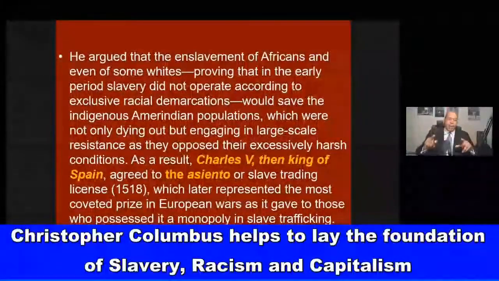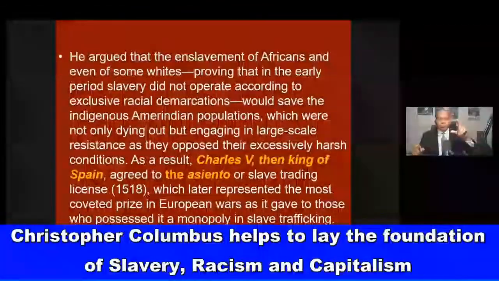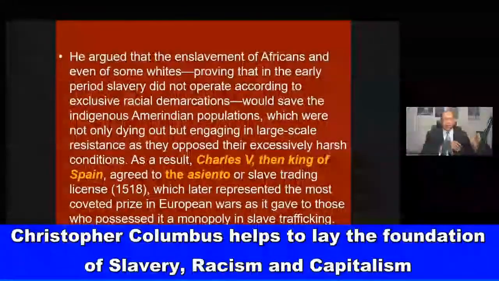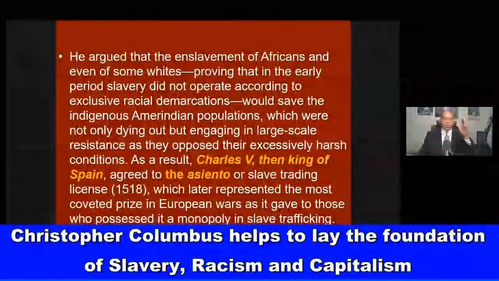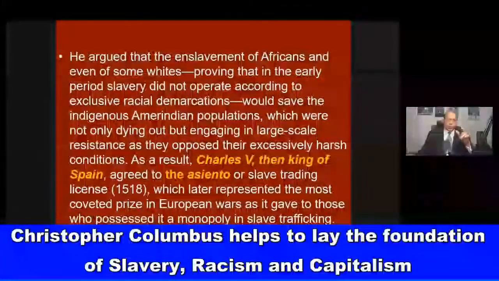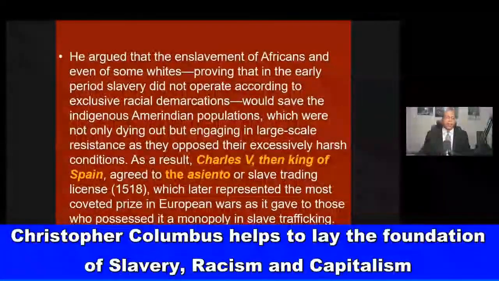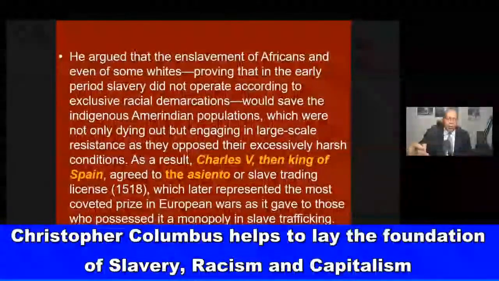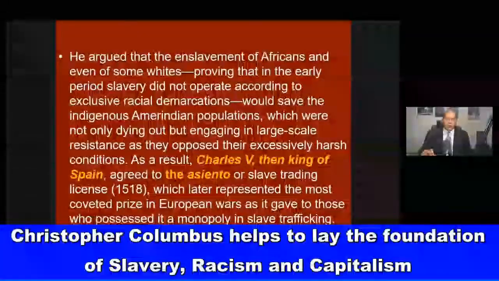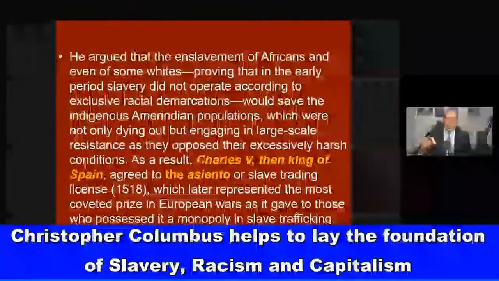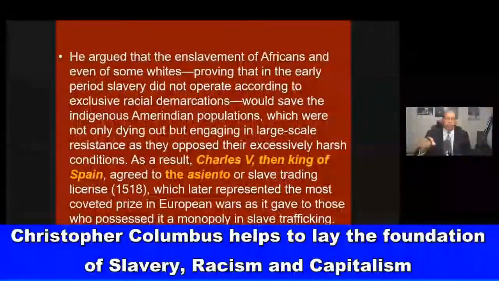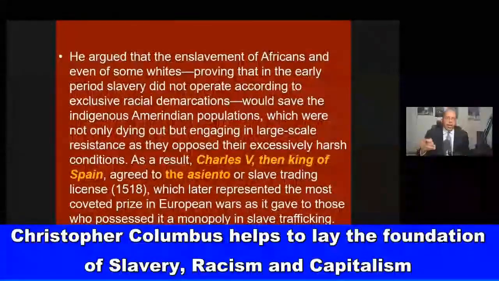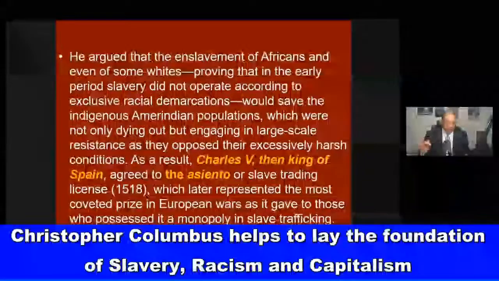Okay, so he's going to advocate that they stop enslaving Native Americans, try to save their souls. They suffered enough, and enslave African people, okay, and white people to a lesser extent. He argued that the enslavement of Africans and even some whites, proving that in the early period, slavery did not operate according to exclusive racial demarcations. He argued that this would save the indigenous American Indian populations, which were not only dying out, but engaging in large-scale resistance as they opposed their excessively harsh conditions.